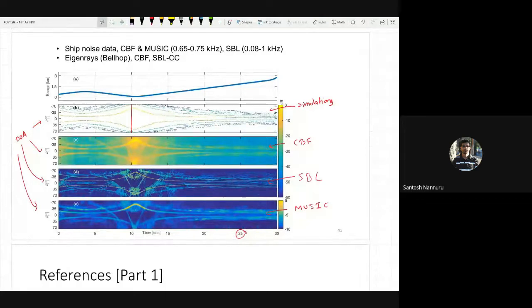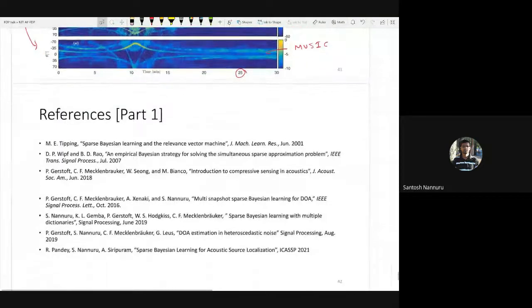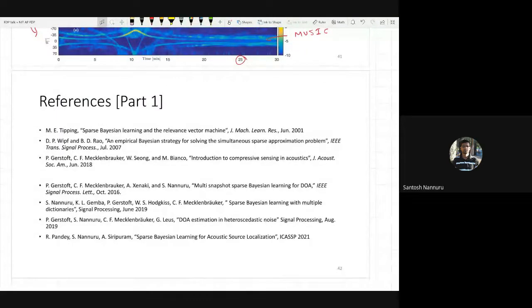So I think I will stop here for this session. Some references I've given. The first paper is the original SBL paper, and some analysis by Rao and others. I've also included some of my references, some of the work I've done in this DOA estimation, SBL, multi-dictionary SBL context.